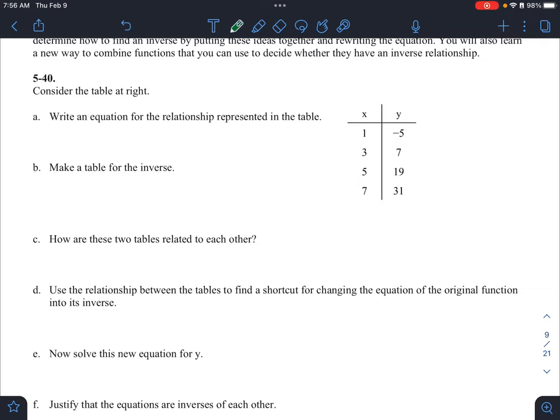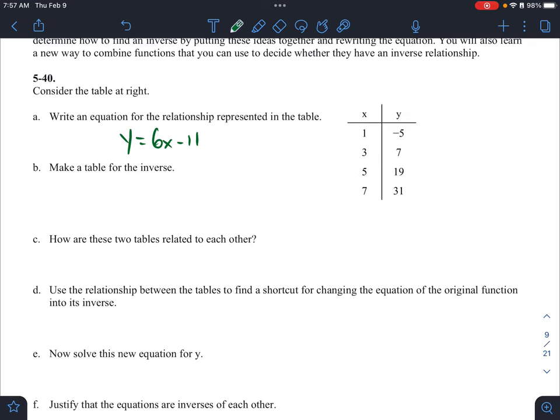So as I look to write an equation, I'm looking at how I'm going from my x's, which is a little bit hard because we're going by 2 each time, to my y's. Okay, but hopefully you are able to come up with the equation y equals 6x minus 11. If we plug those in, 6 times 1 minus 11 gets me negative 5. 6 times 3, 18 minus 11 gets me 7, so on and so forth.